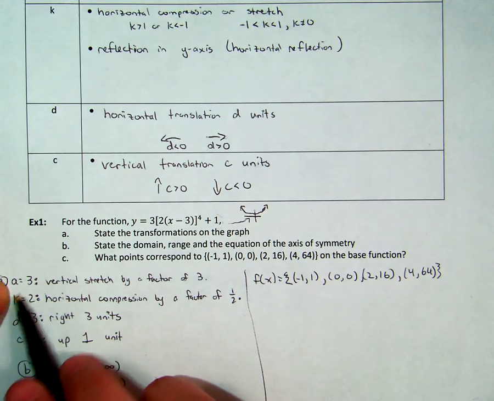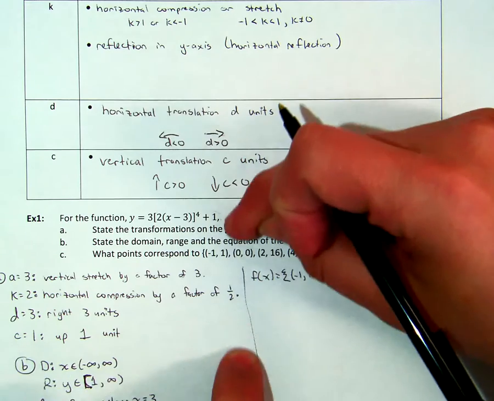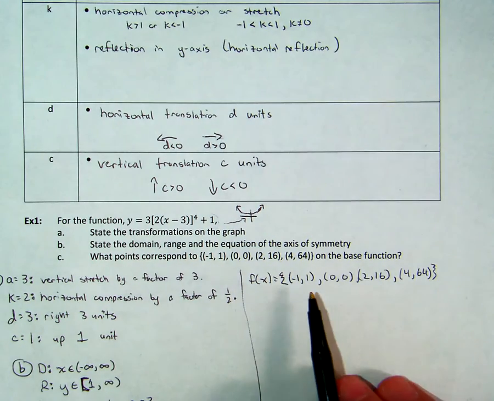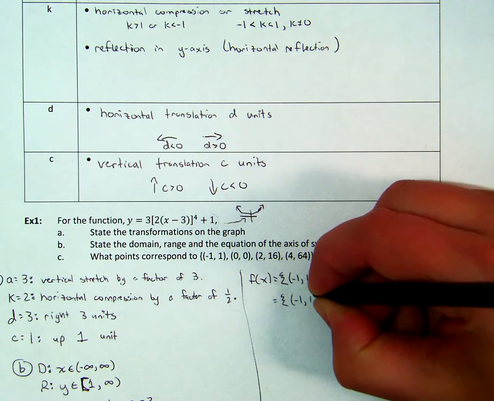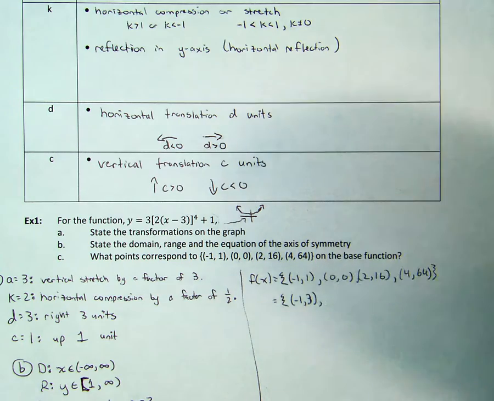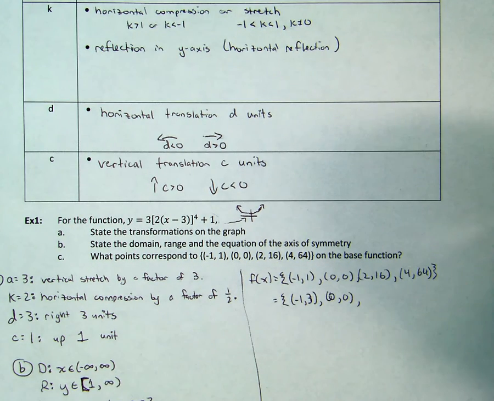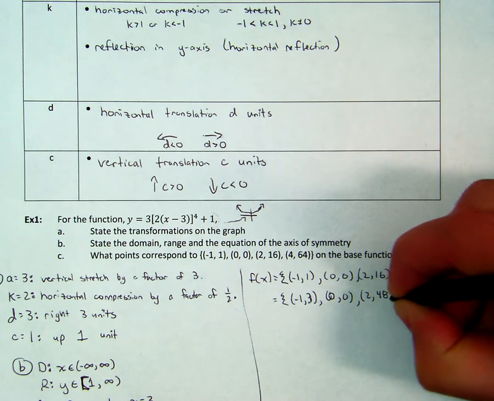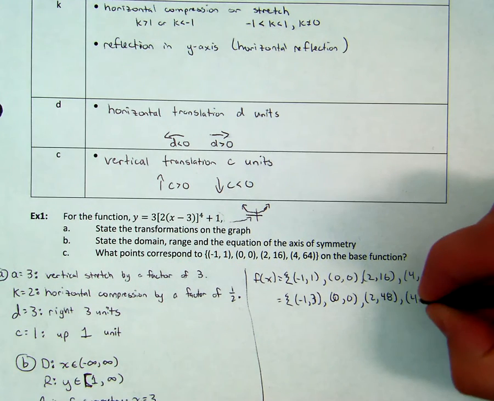So vertical stretch by a factor of 3. You have to ask yourself, does that affect x coordinates or y coordinates? If it's a vertical stretch, it goes this way, so that's going to affect y coordinates. It's by a factor of 3, so I'm going to multiply all the y coordinates by 3. So this is going to be (-1, 3). 0 times 3 is still 0, so (0, 0). 16 times 3 is 48, so (2, 48). And (4, 64) becomes (4, 192), since 64 times 3 is 192.